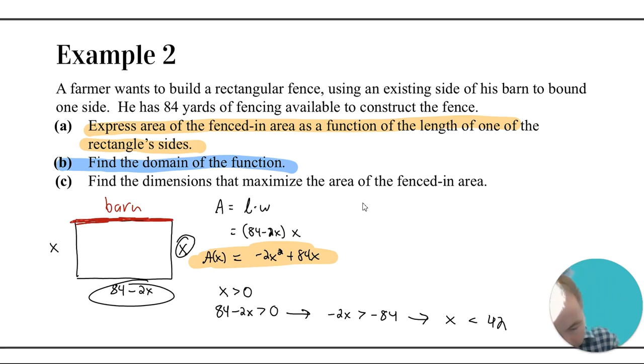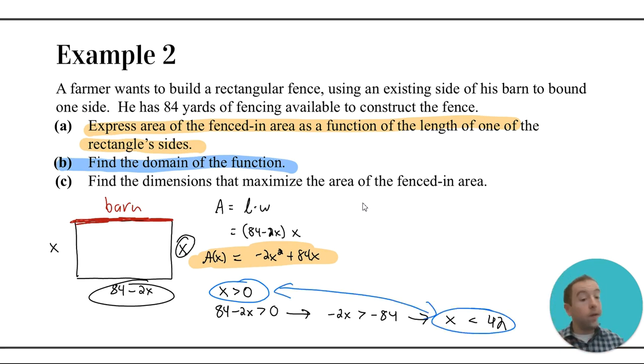So if we integrate those couple of inequalities together, saying that x has to be greater than 0, but then also x has to be less than 42, then we would know that our domain for this function is that x has to be between 0 and 42, exclusive. So excluding 0 and excluding 42 from possible values of x in the domain. That ensures then that the length and width are actually going to have positive measures.